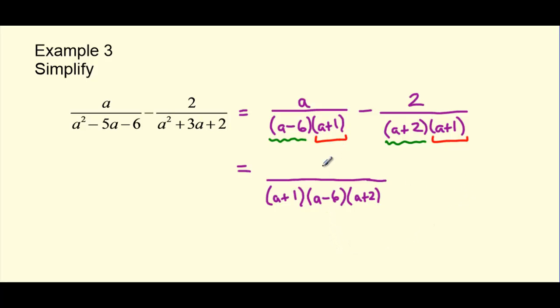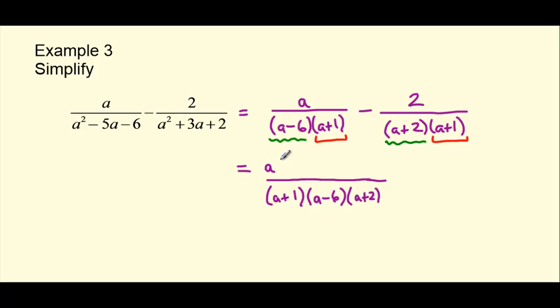Notice how even though we have two brackets that are a plus 1, we only wrote 1 in our common denominator because both fractions had that in common. We only need to write it once. Our first fraction had factors of a minus 6 and a plus 1, but our common denominator also includes a factor of a plus 2. That's different in our first fraction. So what we multiplied to the numerator is the factor or factors that are new to the fraction. And in this case, the a plus 2 is new.